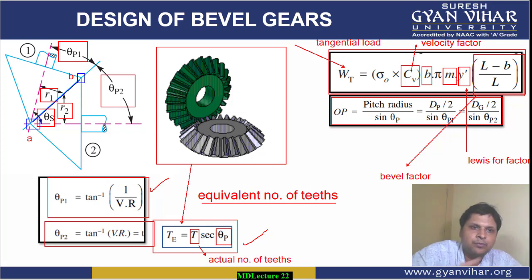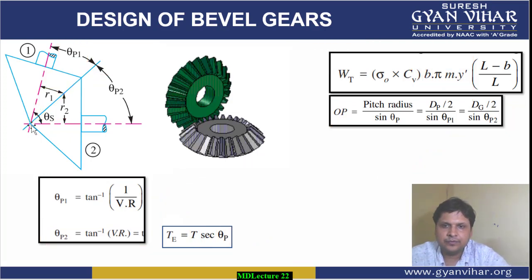Because OP is common to both, this OB is common to both. OB is common to this triangle, which is for the pinion, and also common to this triangle, which is your gear. So by putting the sine theta P1, we can get this AB from the pinion geometry, and we can again get this AB from the gear by using the triangle of theta P2. So these were the equations which we'll be using in the design of bevel gears.